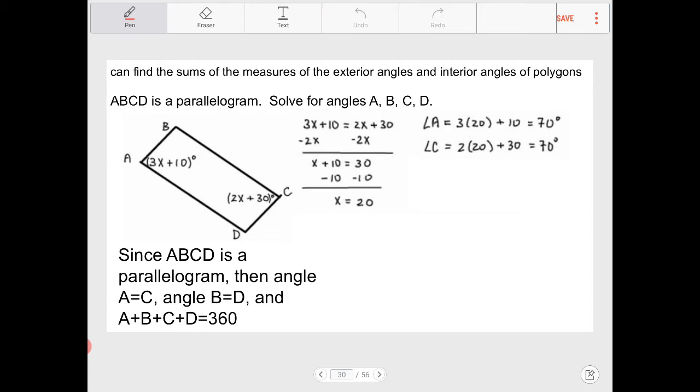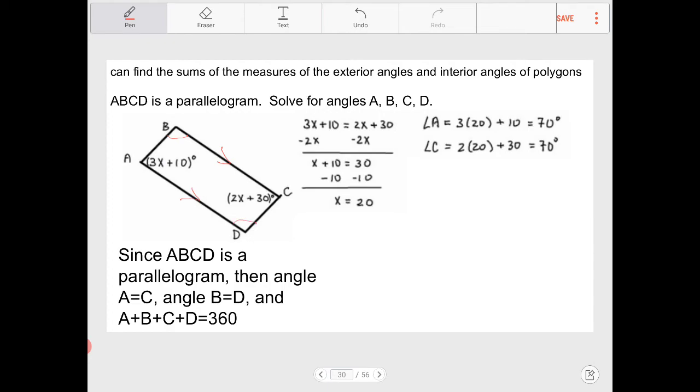And wait a second here. Because side BC is parallel to side AD, and this is in fact a parallelogram, these angles over here, angle B and angle A, should be supplementary. That's one way of thinking about it. Angle A and angle B should be supplementary. Another way of thinking about it, angle B and angle D should be the same.